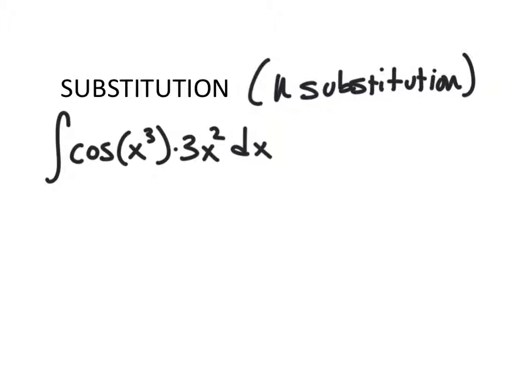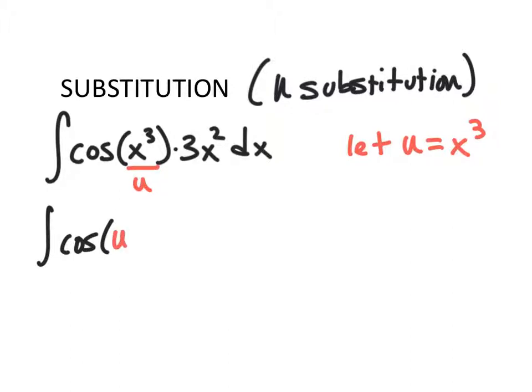So the first thing I'm going to do is do a u substitution here and call this u, okay? So I'm going to let u equal x cubed, okay? Now I'm going to rewrite my integral as the integral of cosine of u and then times 3x squared dx.